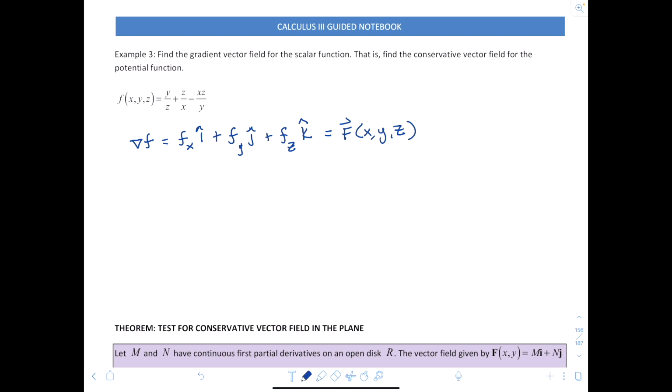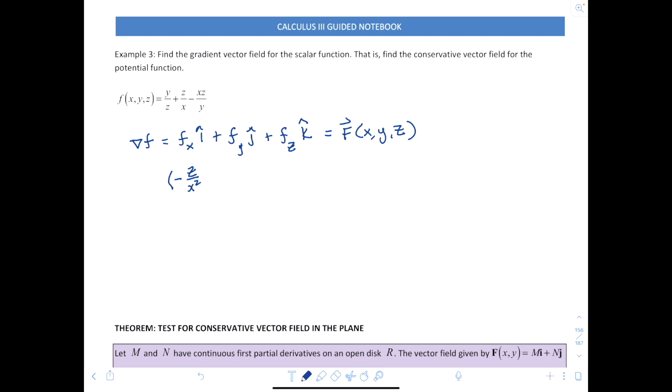f sub x, the i component, is going to be what? That middle term, remember, we're treating everything as a constant except for x. So that's like z x to the negative 1. So we would end up with negative z over x squared.